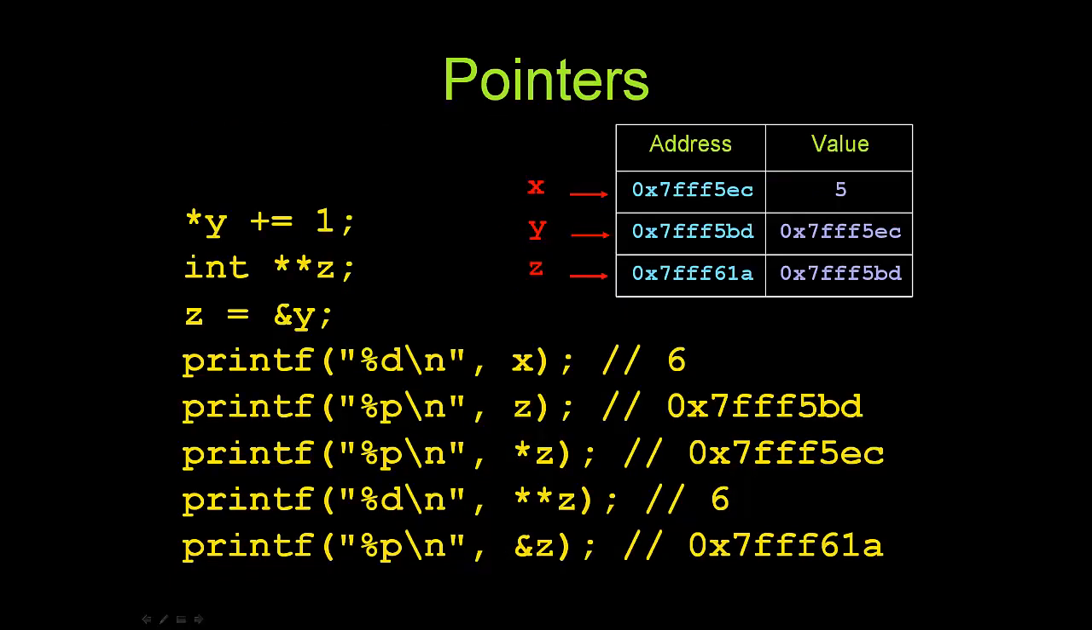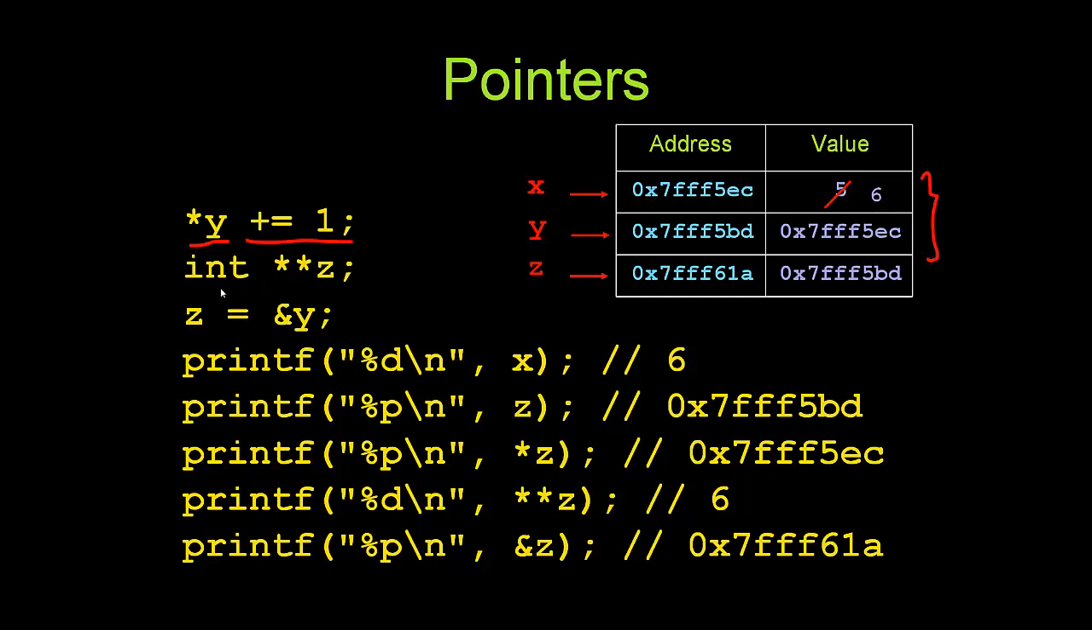All right, if that isn't confusing enough, let's look at another example. If you remember x and y, this is the result of x and y from the earlier part, right? Now we do star y plus equals 1. What happens here? Star y is actually x, and then you plus equals 1, so you change x to 6.